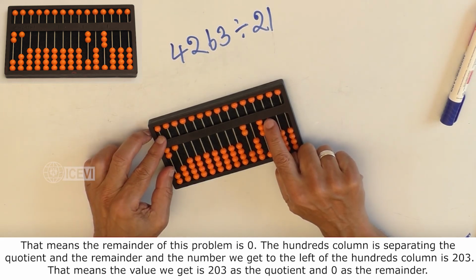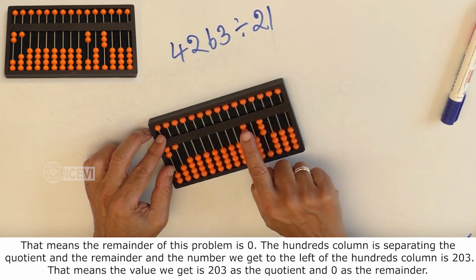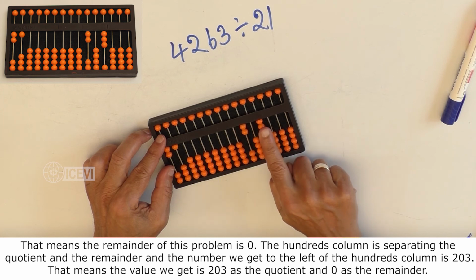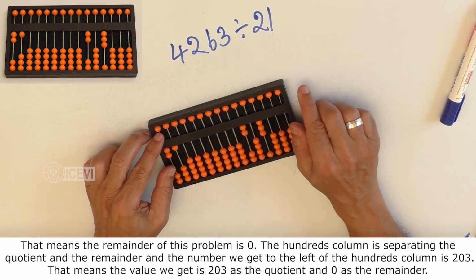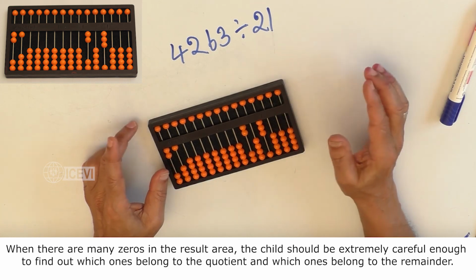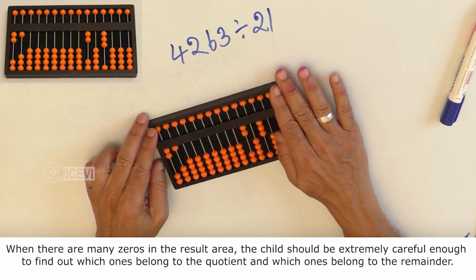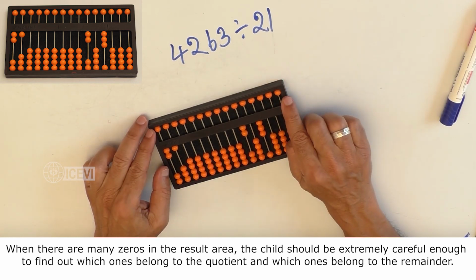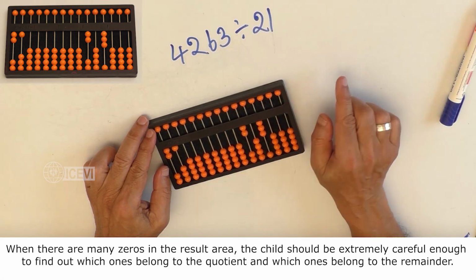The hundreds column is separating the quotient and the remainder, and the number we get to the left of the hundreds column is 203. That means the value we get is 203 as the quotient and 0 as the remainder. When there are many zeros in the result area, the child should be extremely careful to find out which ones belong to the quotient and which ones belong to the remainder.